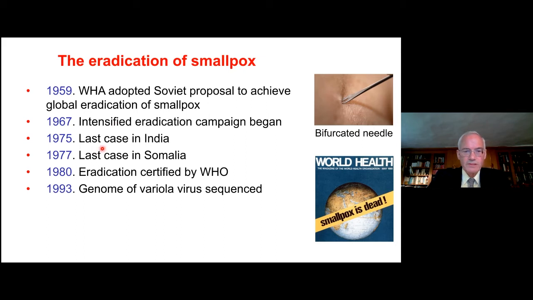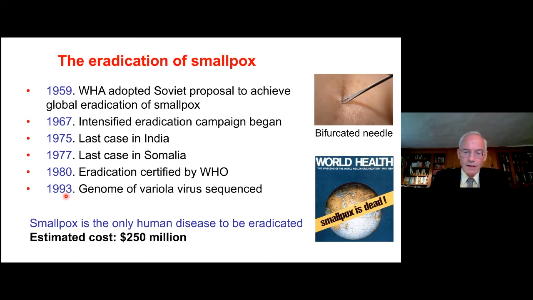So the last case of smallpox in the Indian subcontinent was in 1975, and the last naturally occurring case anywhere in the world was in Somalia 2 years later. After a further 3 years of extensive surveillance, the WHO certified that eradication was complete in 1980. And 13 years after that, the genome of the variola virus was sequenced. Note the order. So smallpox is the only human viral disease to be eradicated. And the estimated cost of this was just $250 million.